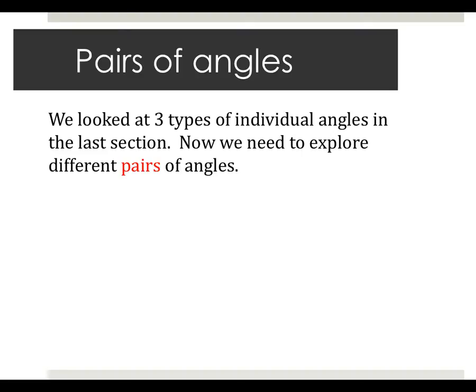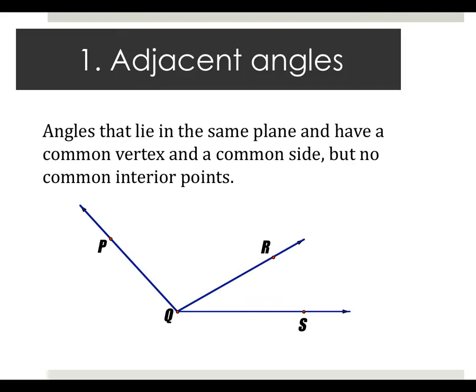We did that already. 5 pairs of angles. Here's the first one, adjacent. What does the word adjacent mean? Next to each other. There you go. 2 angles that are next to each other.